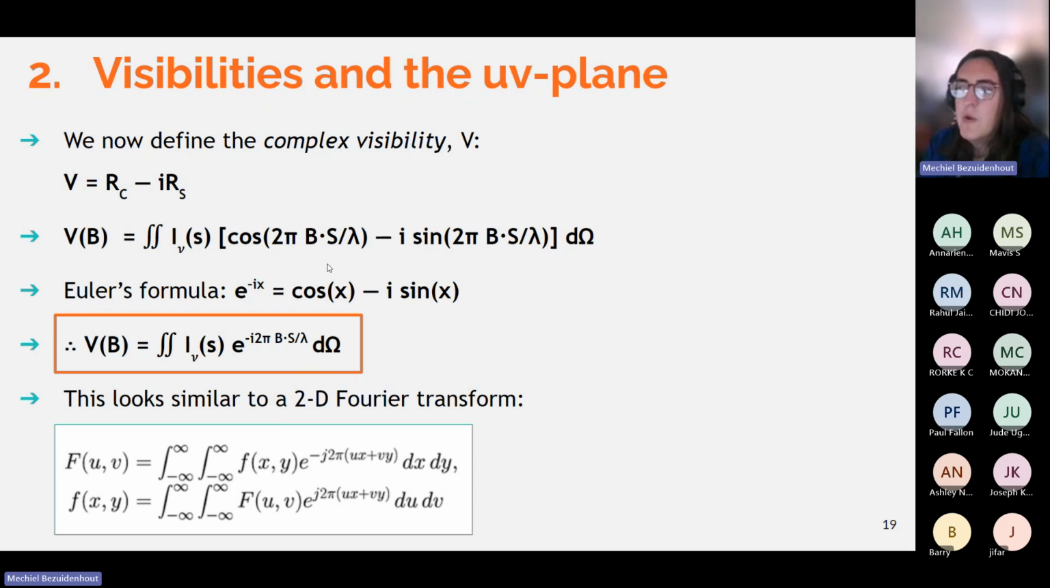And if we remember Euler's formula, if we see a cosine minus i sine, we can rewrite that into the exponential form, e to the power minus ix, which makes the maths easier to understand. So if we write this equation in that format, we get a double integral over the intensity times e to the power minus i 2 pi projected baseline divided by wavelength. And the cool thing about this is it starts to look very much like a two-dimensional Fourier transform. I'm sure you've done Fourier transforms somewhere in your studies.